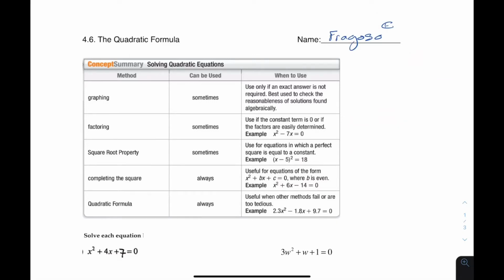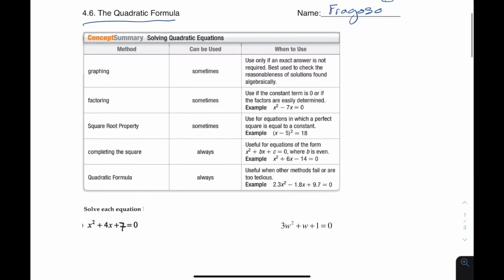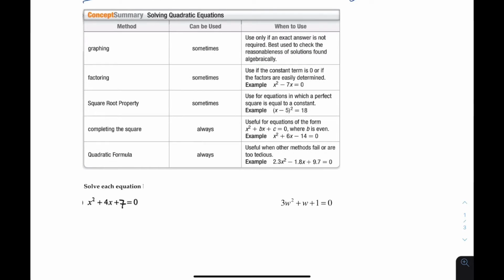4.6, the quadratic formula. So let's go through this worksheet. When we're solving quadratic equations, there's lots of ways to solve them. These first three here work sometimes. They're generally the easiest, but they don't always work.